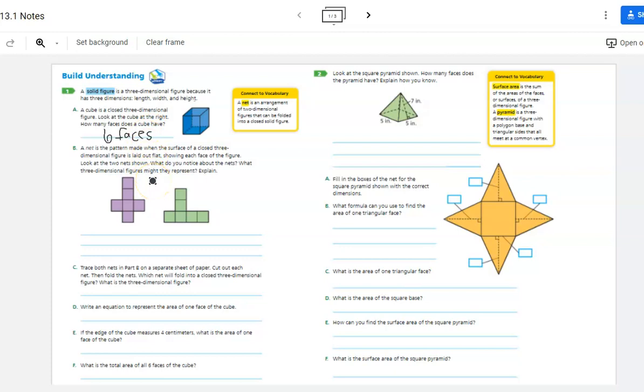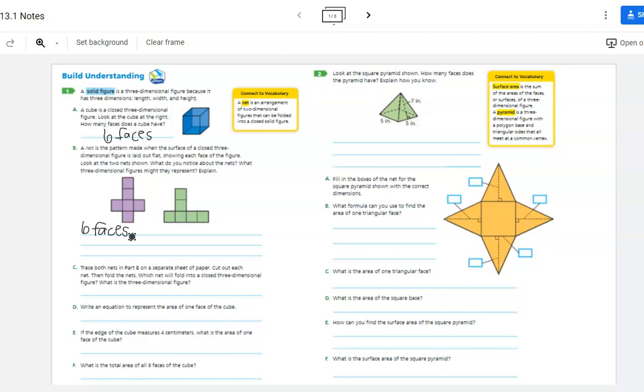A net is the pattern made when the surface of a closed three-dimensional figure is laid out flat, showing each face of the figure. Look at the 2 nets shown. What do you notice about the net? So they both, if I count, we have 1, 2, 3, 4, 5, 6. So they have 6 faces. What three-dimensional figures might they represent?